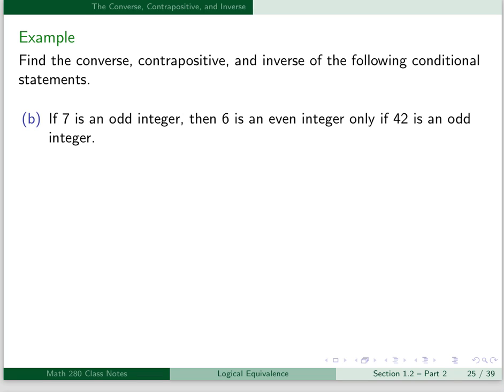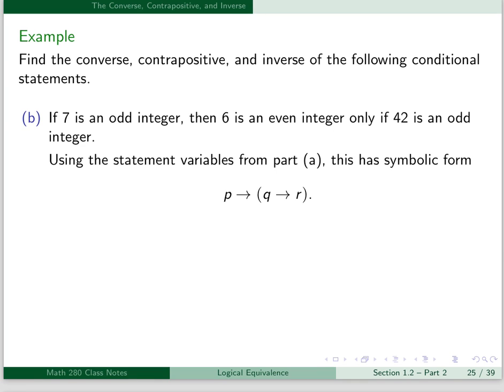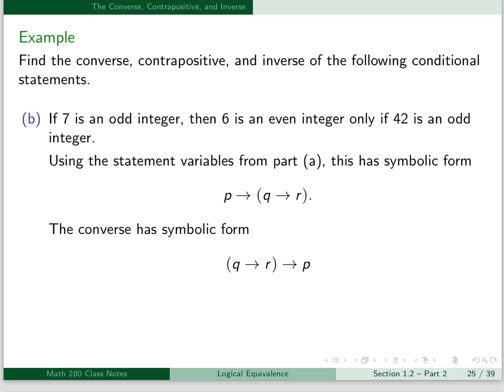For our next example, let's look at the statement, if 7 is an odd integer, then 6 is an even integer only if 42 is an odd integer. Using the statement variables from Part A, this has symbolic form P implies the quantity, Q implies R. The converse then has symbolic form Q implies R, quantity implies P. We switch the hypothesis and conclusion to obtain the converse.